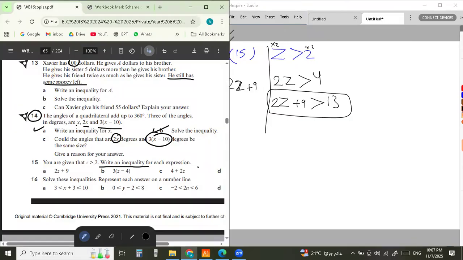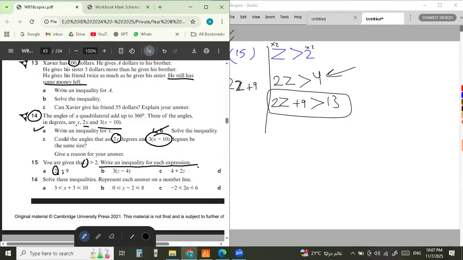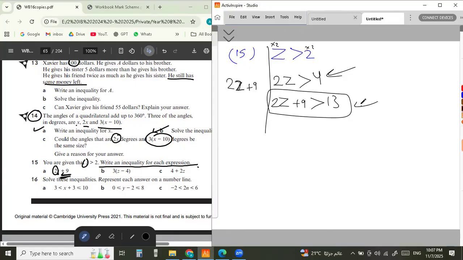Write an inequality for each expression. All I've done is multiply the z by 2, and I multiplied here and there by 2. Then I added the 9 that they want. I must add 9 here and add 9 there. So let's practice this more.